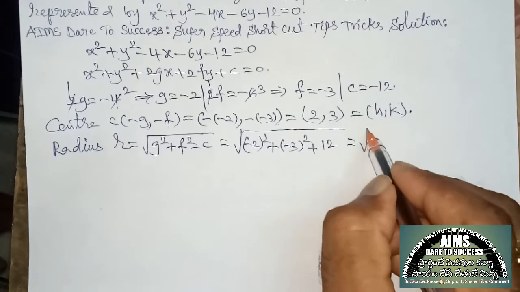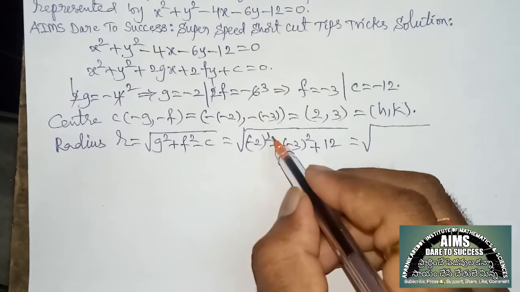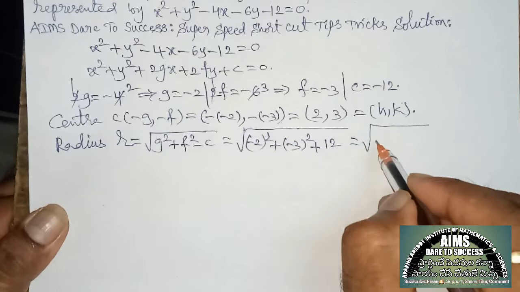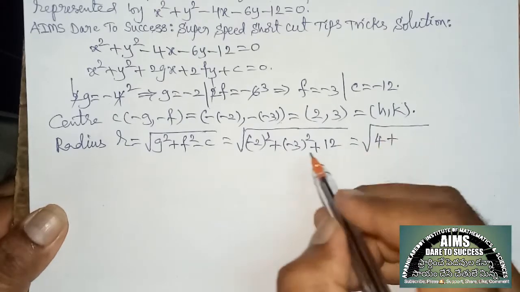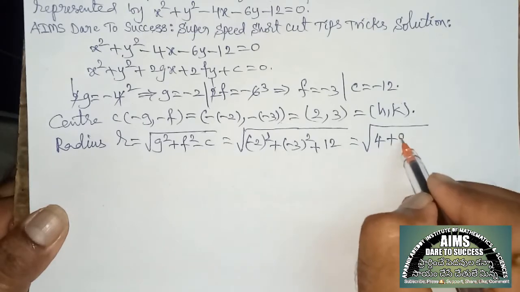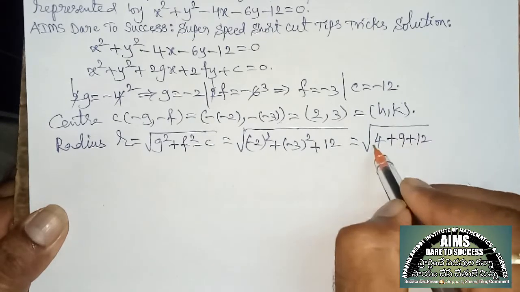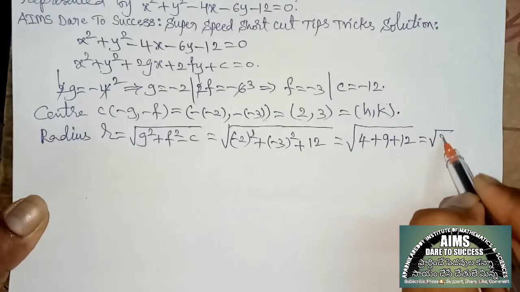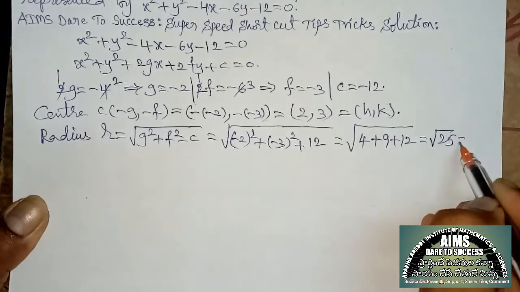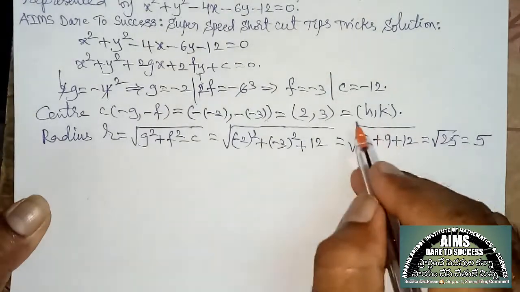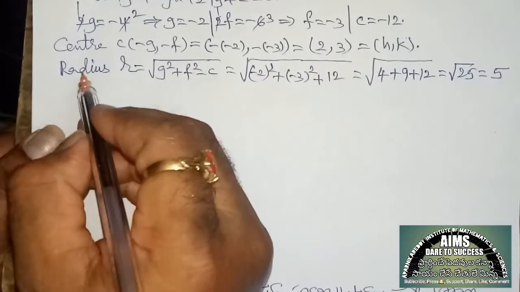We get the square root of... minus to the power of an even number becomes positive. So (−2)² is minus into minus, plus 4, plus (−3)², minus 3 into minus 3 is plus 9, plus 12. 4 plus 9 is 13, 13 plus 12 is 25. Root 25 is a perfect square number, it becomes 5. The r value we got is 5, and (h, k) is (2, 3).